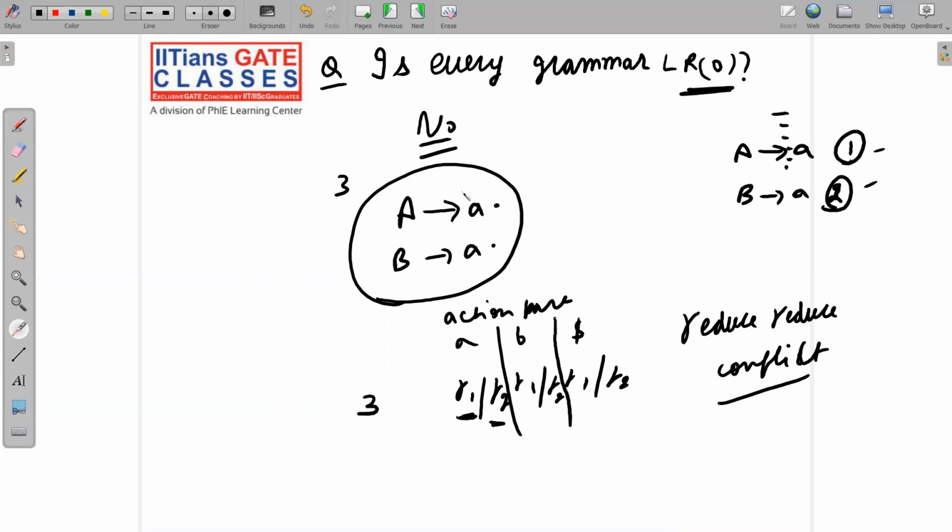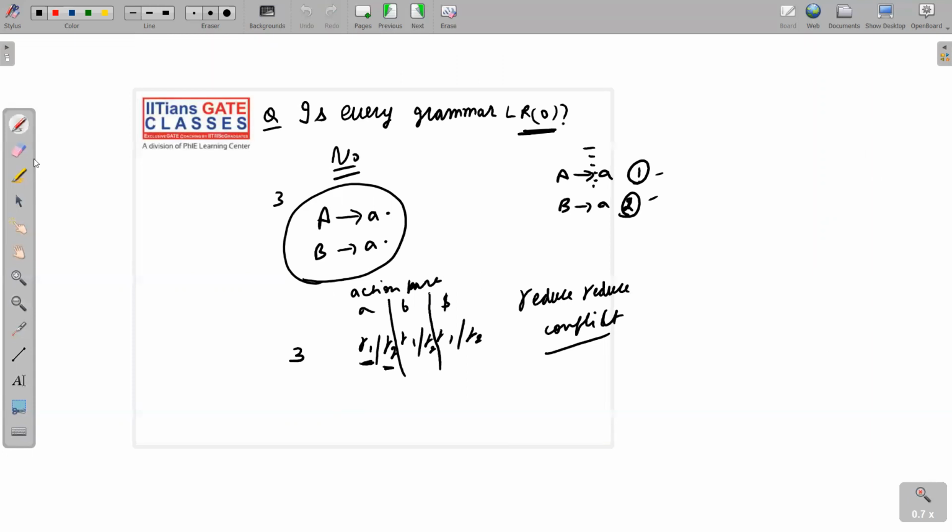So in state number 3, we are having it like this. In row 3, A, B, dollar, this is our action part. So we have to apply this. The parser will get confused whether R1 or R2. This is known as a reduce conflict. Let me show you another conflict.